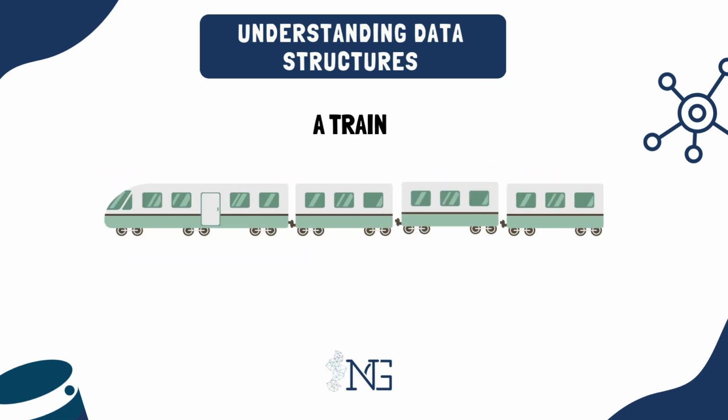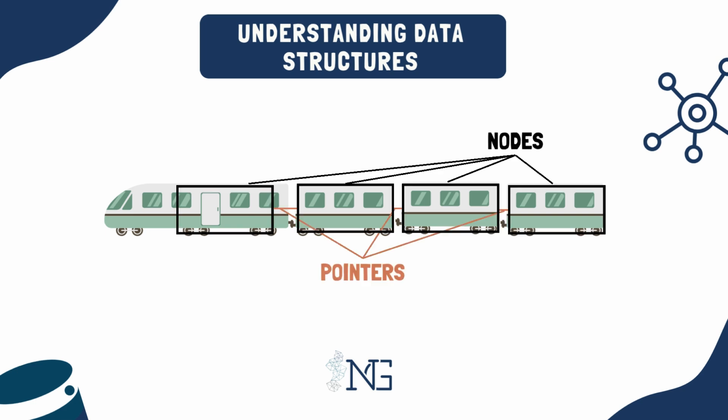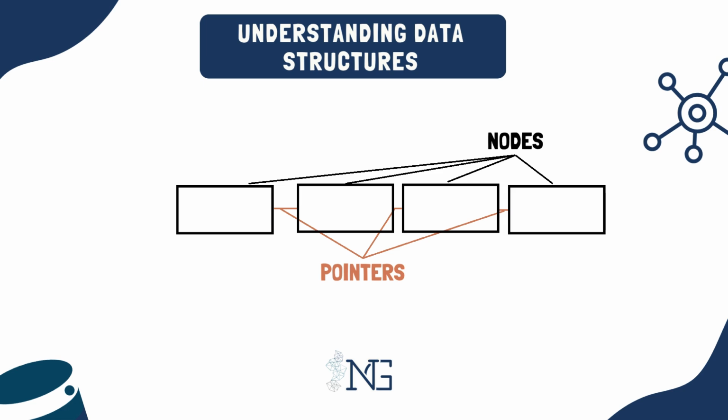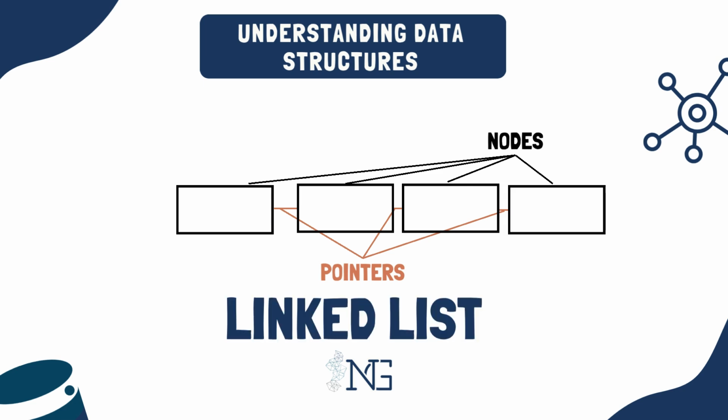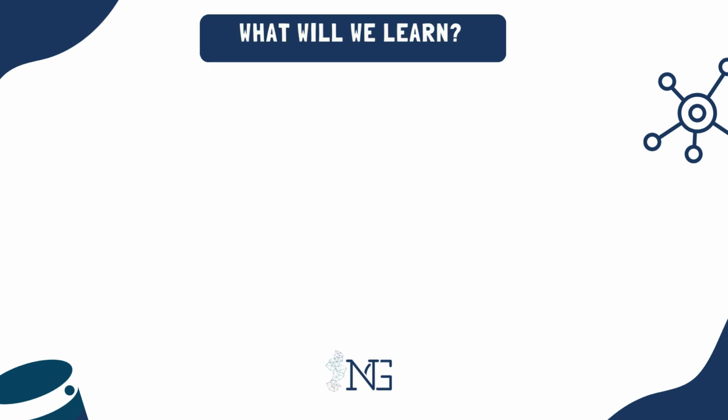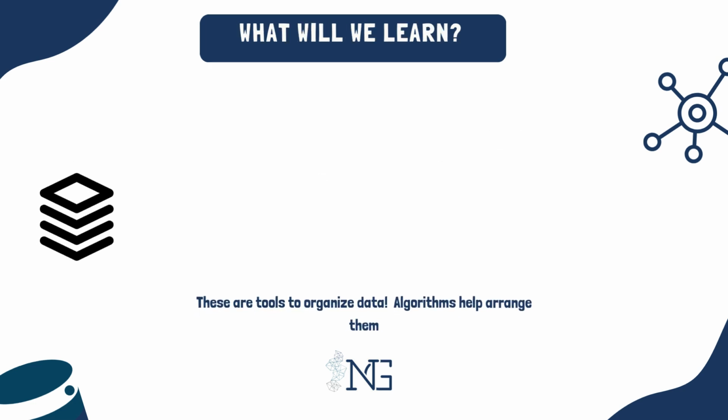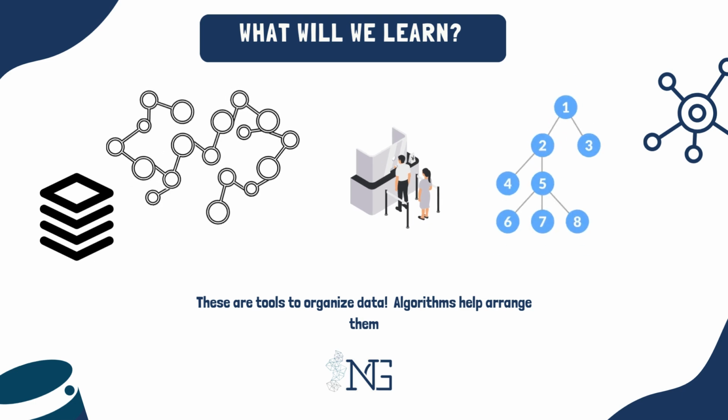Another way to organize data is like a train. Imagine each part of the train carries some information, and each part is connected to the next one, so they stay in a line and move together. This is how a linked list works. The data is stored in parts that are linked together one by one, just like the compartments of a train. There are also other types of data structures like stacks, queues, trees, graphs, and many more. Don't worry, we'll learn all of them step by step in the upcoming videos.